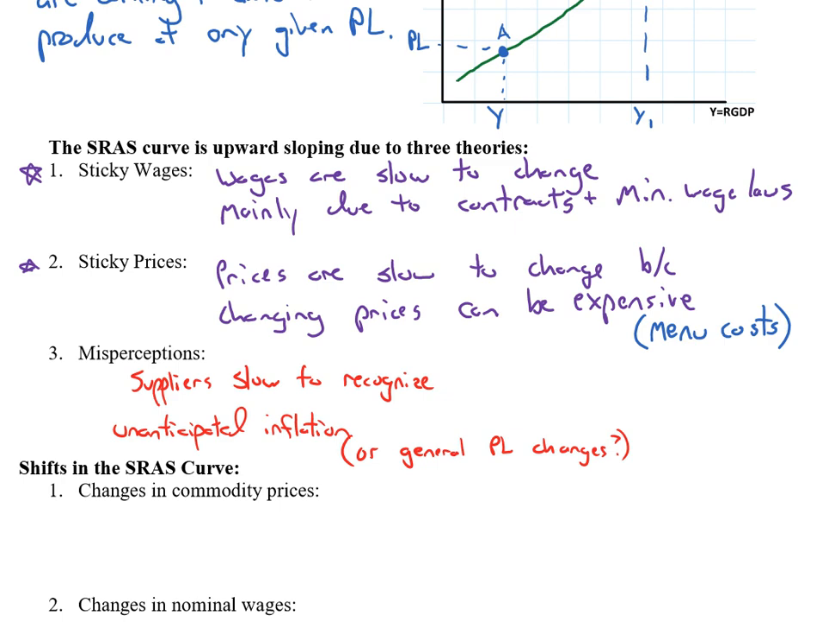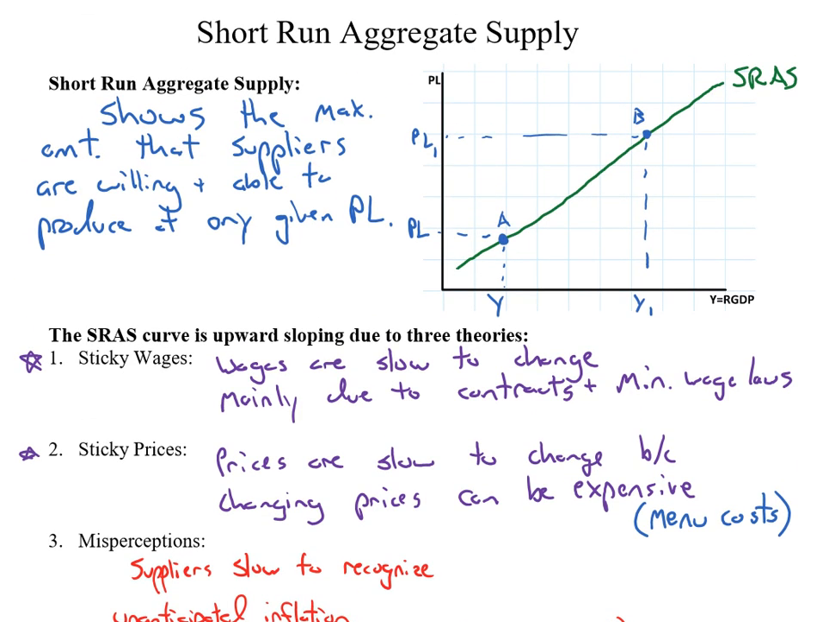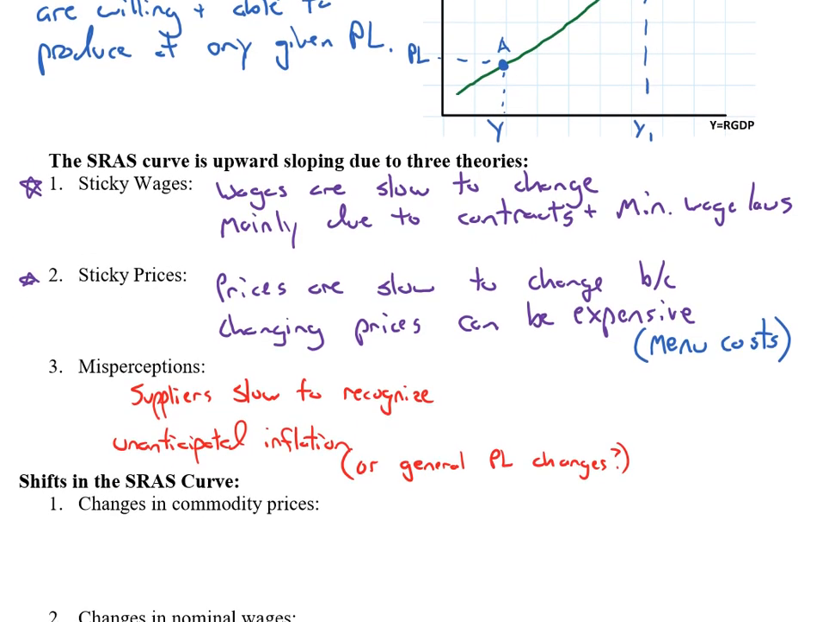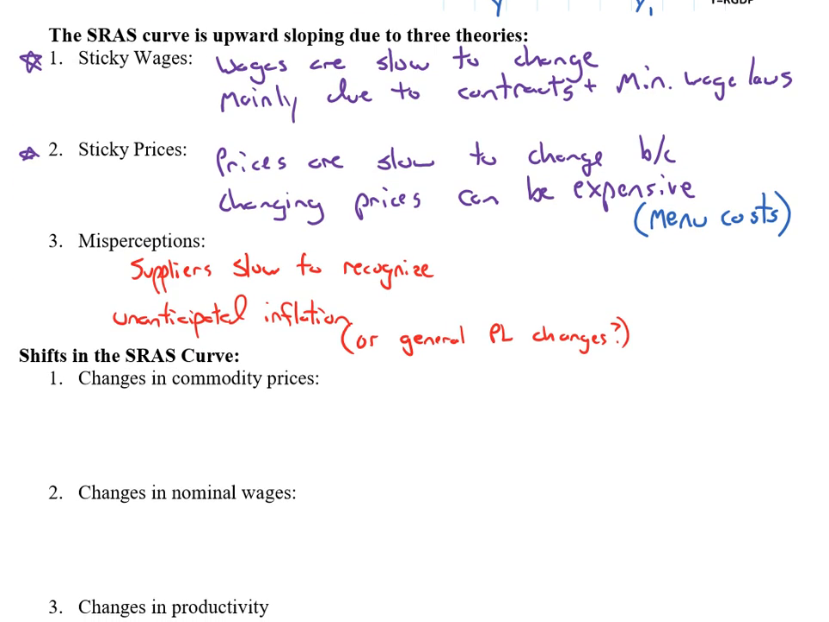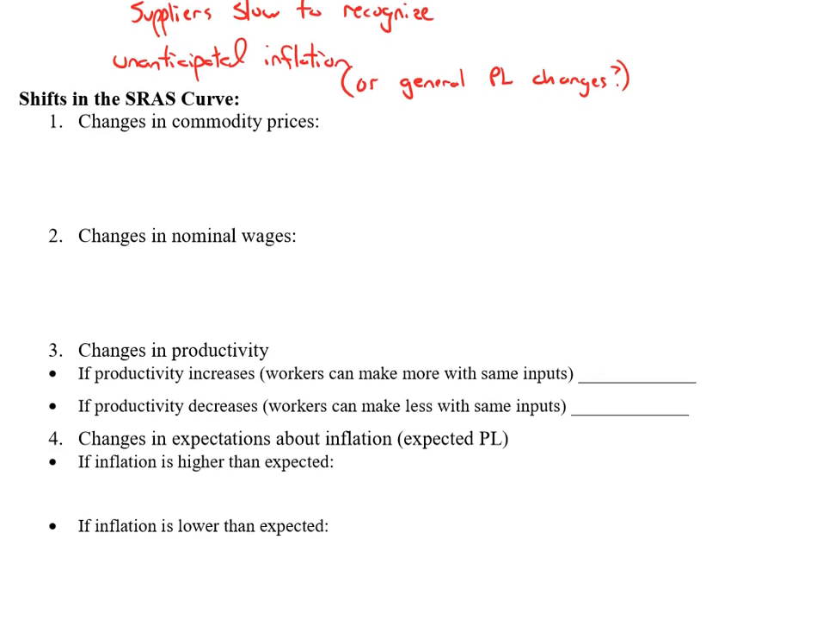And as you've learned, output and unemployment are inversely related, so we could say that there's an inverse relationship between inflation and unemployment. Those are the reasons why my short-run aggregate supply curve is going to be upward sloping. What I want to do finally is talk about the determinants of the short-run aggregate supply curve and how they can shift. And so there's four main ones.